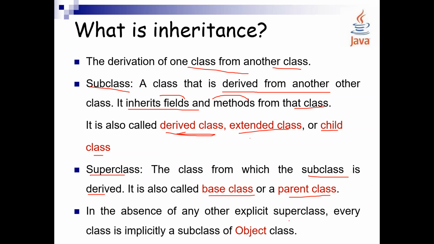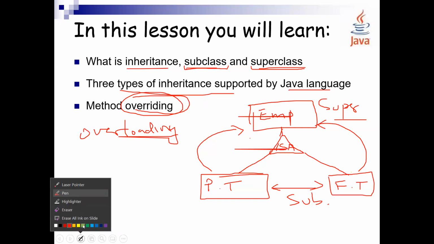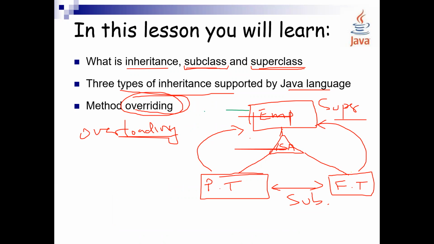In the absence of an explicit superclass, every class in Java is a subclass of the Object class. So that means the Object class is a superclass of any class in Java. Here you can have, let's do this, let's start with the properties. Employee will have a first name. Employee will have a last name. Employee will have an address. You can have a method like show first name, for example.